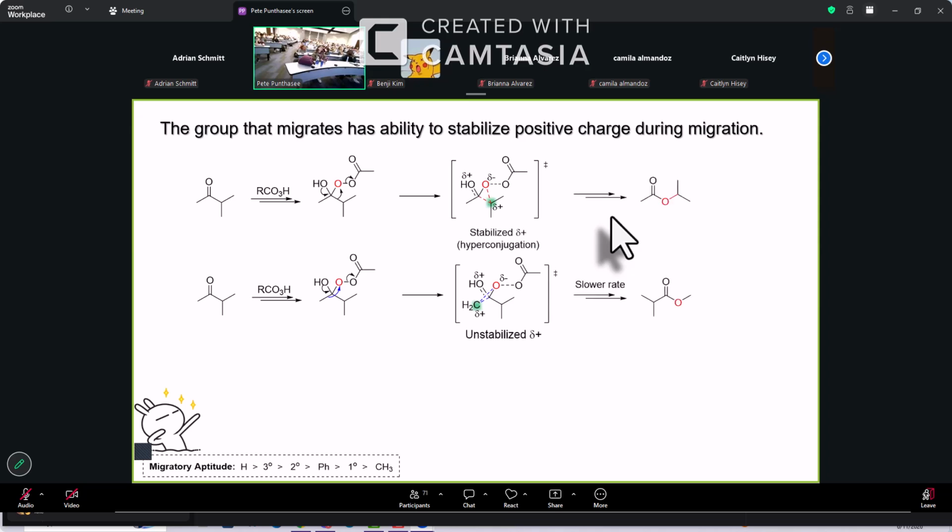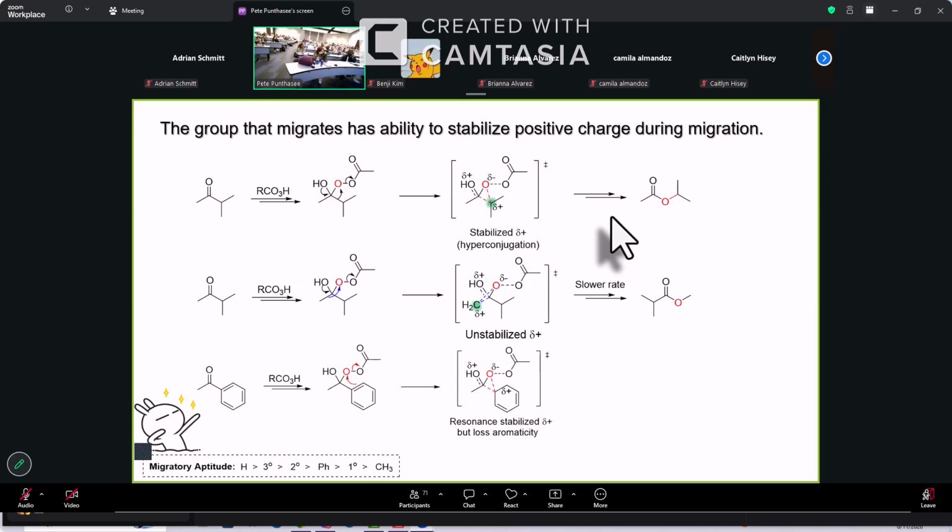Now, what about the benzene? The phenyl ring is different. Take a look. When phenyl migrates, it migrates better than primary and methyl, yes, we know, but not as well as secondary and tertiary. The reason is that when the phenyl migrates, we lose aromaticity.